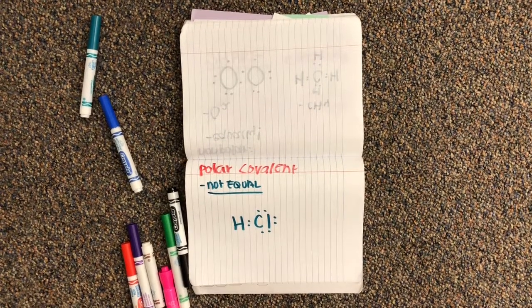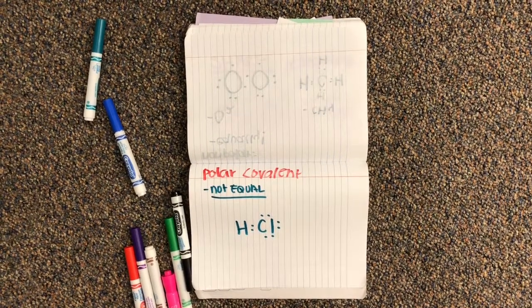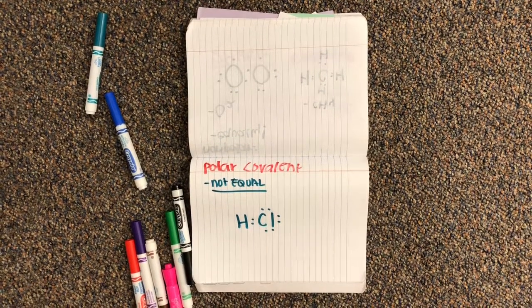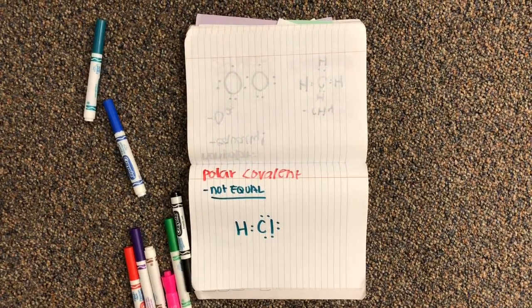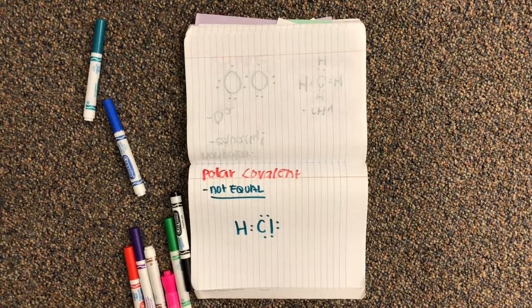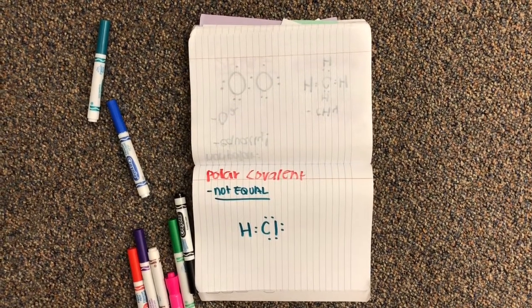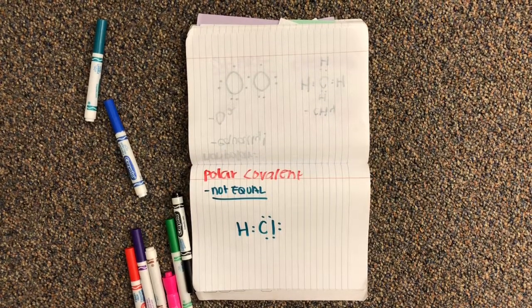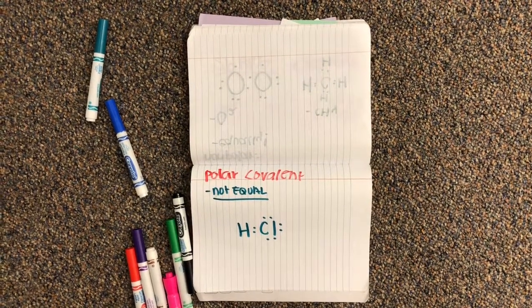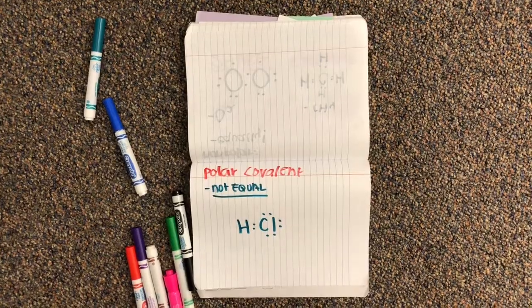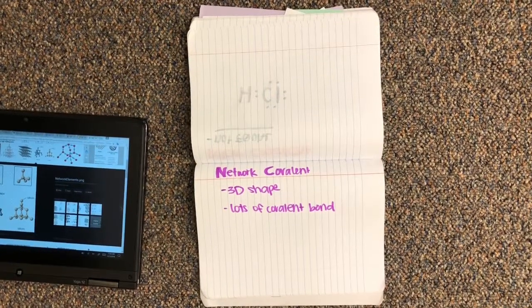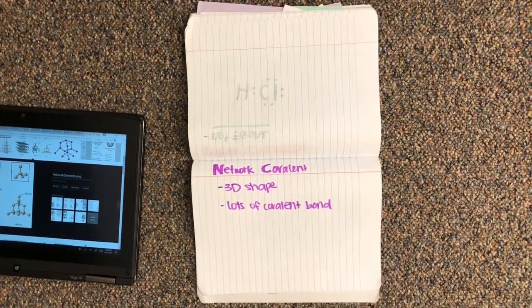So next we're going to look at polar covalent bonding. This means that the electrons are not equally shared. For example, this happens in HCl. So in HCl, the chlorine is much more electronegative than the hydrogen, which means that it will pull on the hydrogen strongly. This means that the hydrogen will have a partially positive charge and the chlorine will have a partially negative charge. The last type of covalent bonding is known as network covalent bonding.